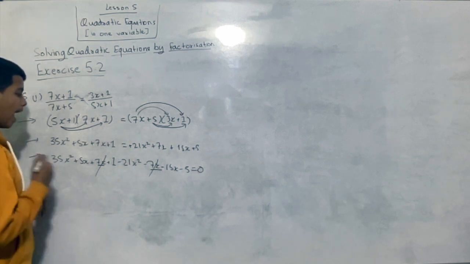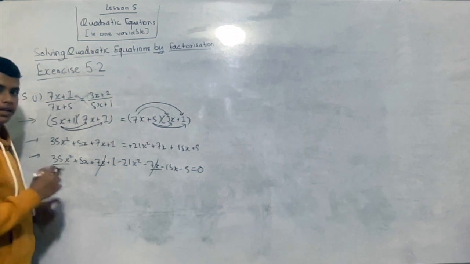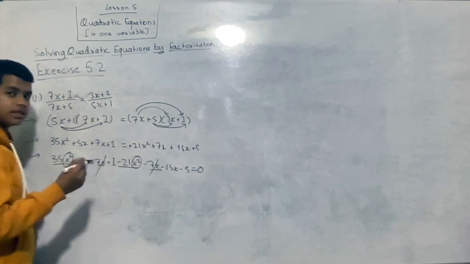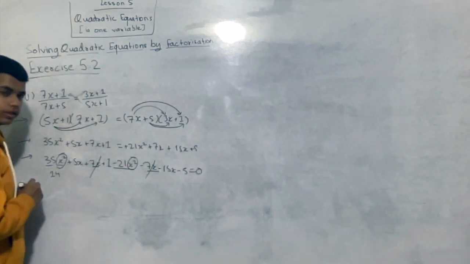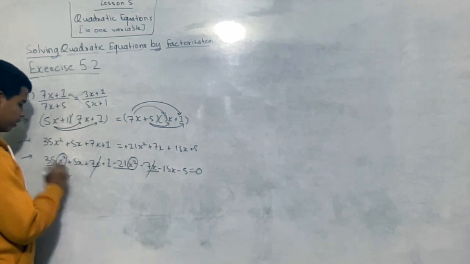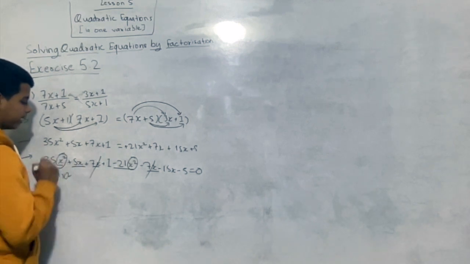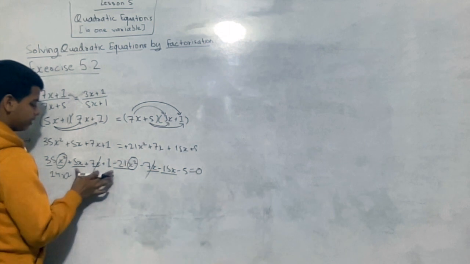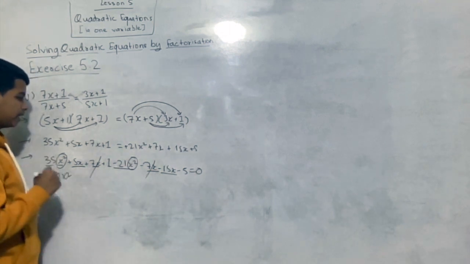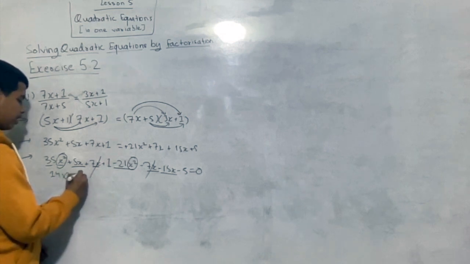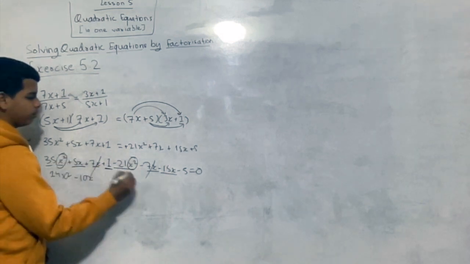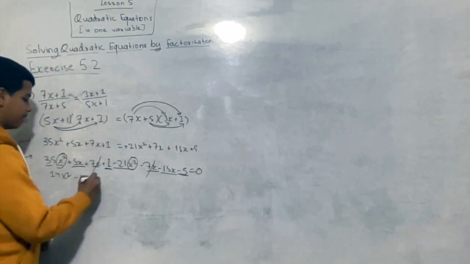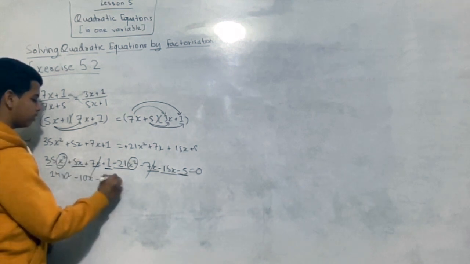Now we have to add and subtract. So 35x square can be subtracted with this one. How come? Because the variable is x square. So when the variable is the same, we can add and subtract. So 35x square minus 21x square gives you 14x square. Next, let's move on to the x part. 5x minus 15x. So these two are the variables which we can add and subtract. So minus 15x plus 5x will give you minus 10x. Here, we have plus 1 and minus 5. So when we add 1 to minus 5, we get minus 4. Simple. And here is equal to 0.